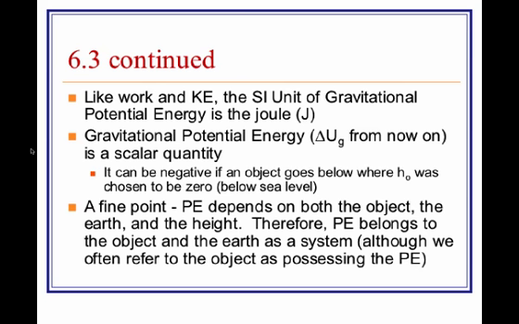Other than that, there are just some last little tidbits on gravitational potential energy. As I mentioned, we will be using the symbol U sub g, or delta U sub g, because that's what's in the AP formula sheet.